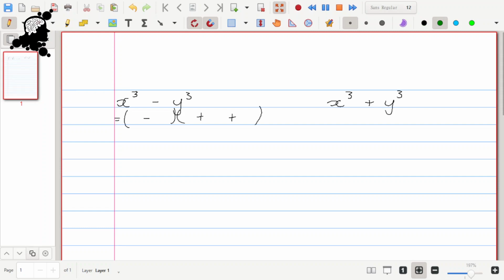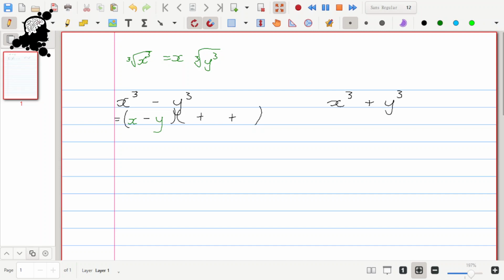To get the first term in the small bracket, you will take the first term of your expression, x cubed, and you will find the cube root of it. The cube root of x cubed is just x, so we put x there. Next, we take the cube root of y cubed, and that gives us y. Perfect. Now for the next section, I need to use the small bracket.